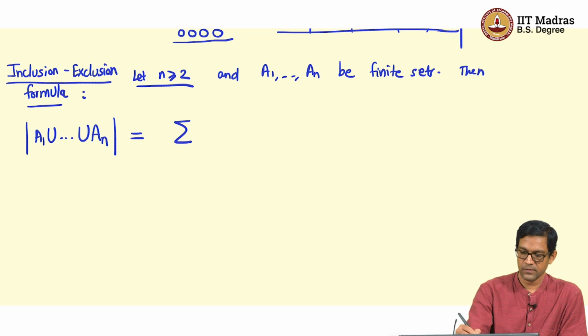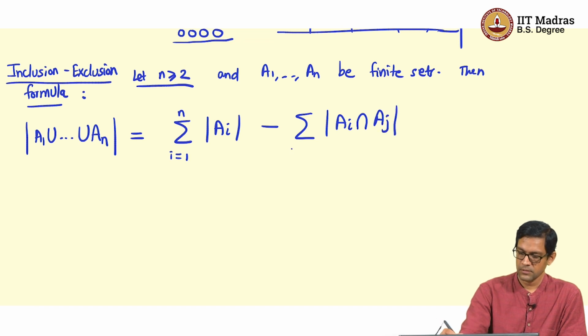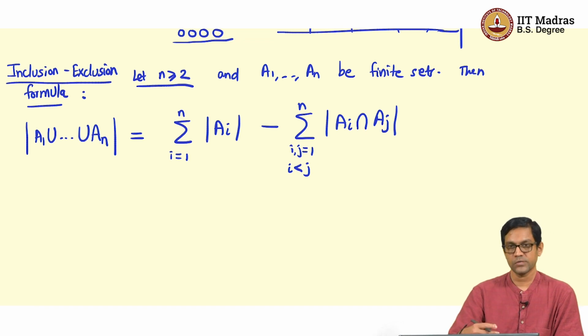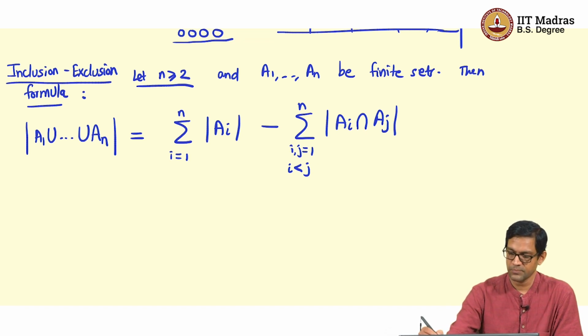You first add up the cardinalities of all the AIs. From that you subtract the cardinalities of their pairwise intersections. What this means is that i and j run from 1 to n, but i and j are distinct, i is not equal to j. So you take different pairs. We do not want to count i equals 1, j equals 2 as being different from i equals 2 and j equals 1. One way of writing this in summation notation is to say, look at summation i, j going from 1 to n with i smaller than j. So I take these pairs.